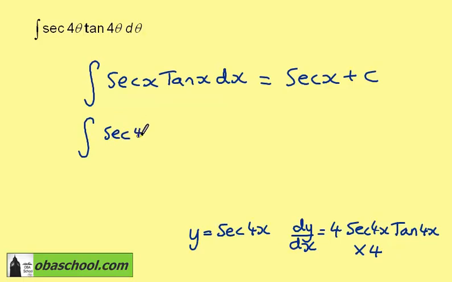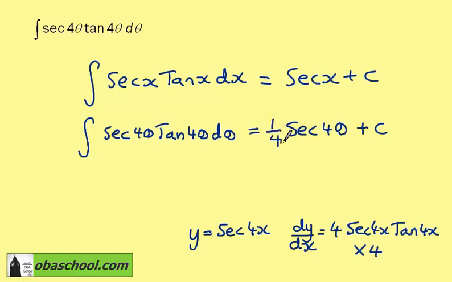Therefore, the integral of sec 4θ tan 4θ with respect to θ is going to be sec 4θ plus a constant, but we need to divide by the differential of the inside function, and dividing by 4 is the same as multiplying by a quarter.